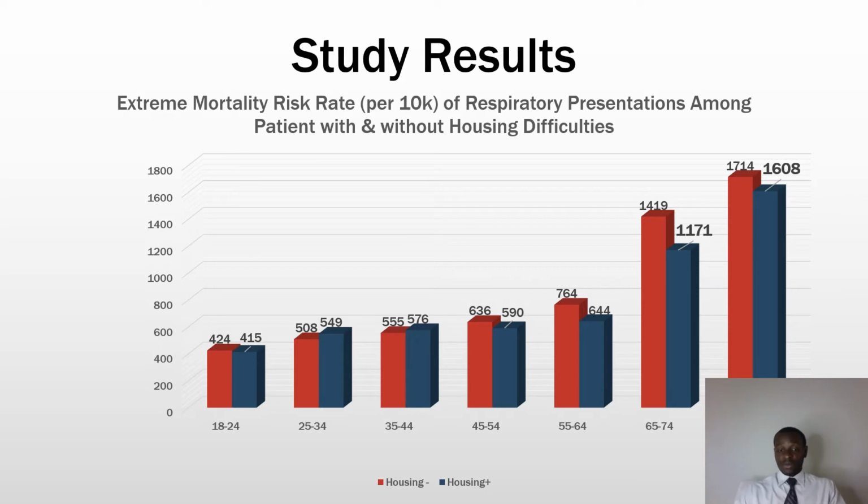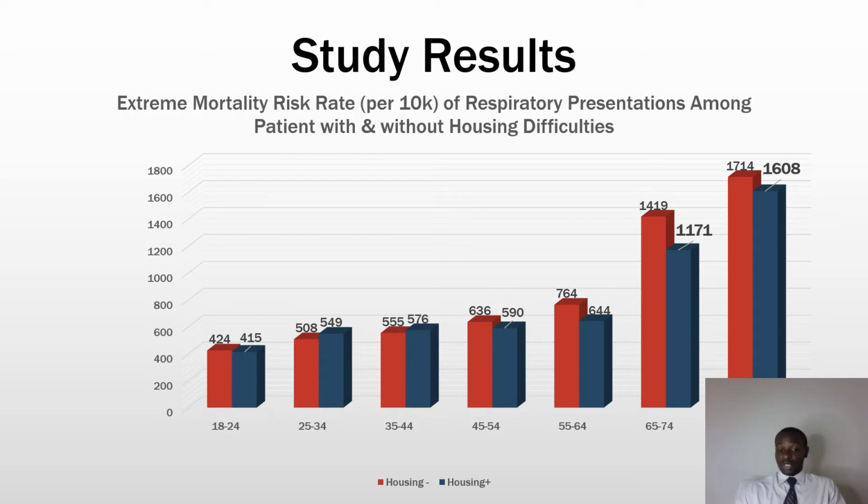Now, one interesting factor we should note in these findings is the presentation rate among 25 to 34 and 35 to 44. We see here among 25 to 34 a rate of 549 per 10,000 presentations among individuals with housing difficulties. Now, among the same population between 25 to 34 without housing difficulties, we are seeing 508 presentations per 10,000 cases. Now, the same applies to 35 to 44. We can see there is a higher rate of presentations among individuals with housing difficulties between 35 to 44 compared to those without housing difficulties at the same stage.